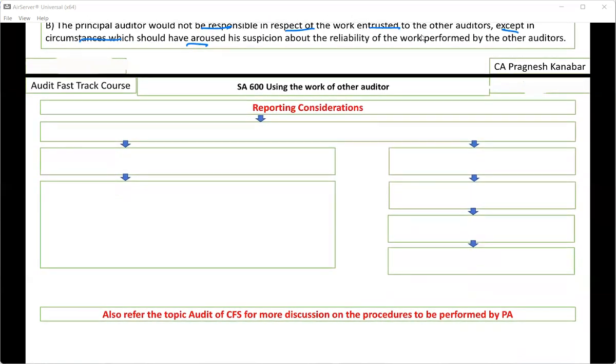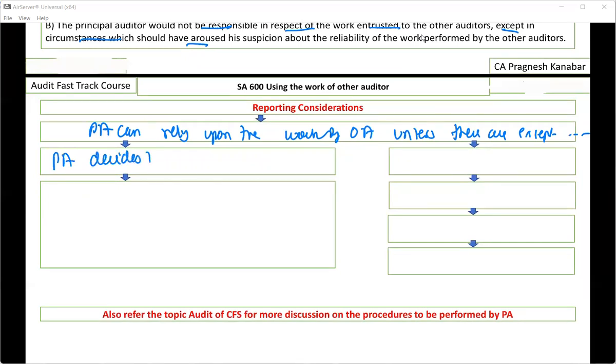All right. So, as we have understood one thing, that principal auditor can rely upon the work of other auditor unless there are exceptional circumstances or special circumstances suggesting otherwise, that he should not rely. All right. Now, based upon this point, there are two possibilities. Principal auditor decides to use the work performed by other auditor, that okay, he will use his work and he will rely upon it because there is nothing else to suggest the doubts. All right.